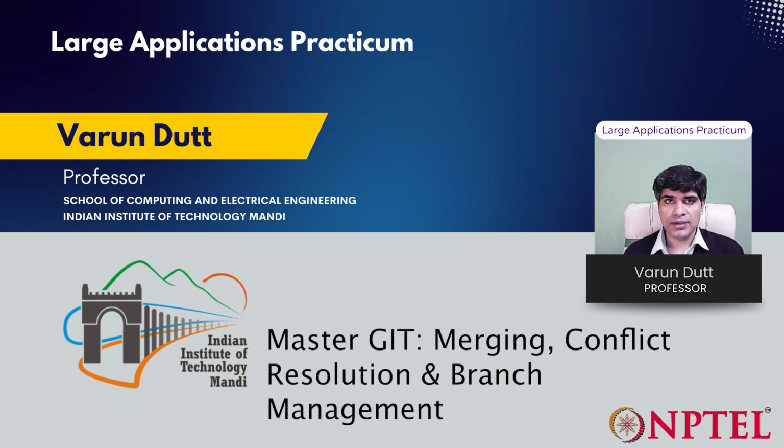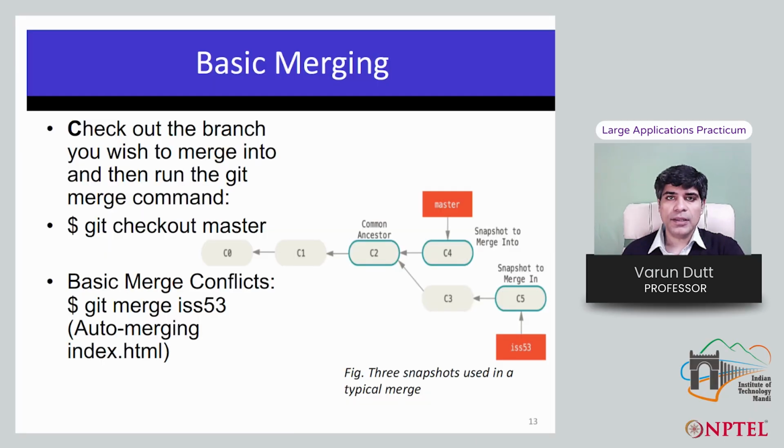So let's get started. We have already looked at the concept of branching in the last lecture. Basically, to check out a branch you wish to merge, we have already seen that we can create a branch. In this case, these are the different commits. This is my master branch, and I have already created a branch and made 2 commits on this branch.